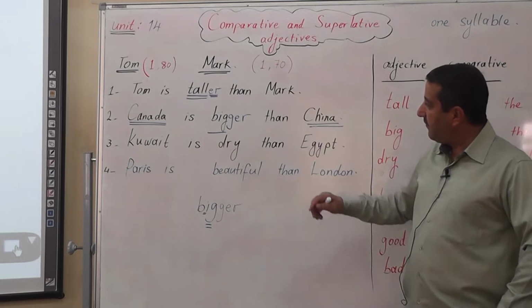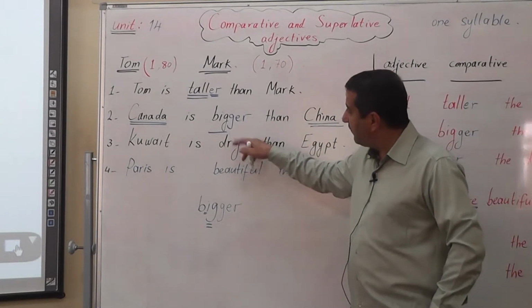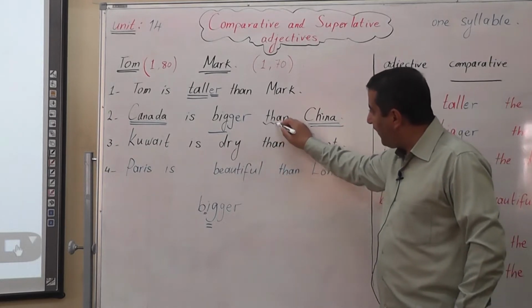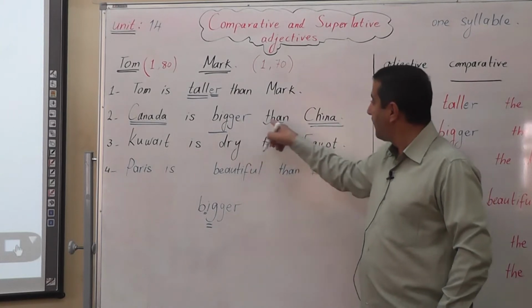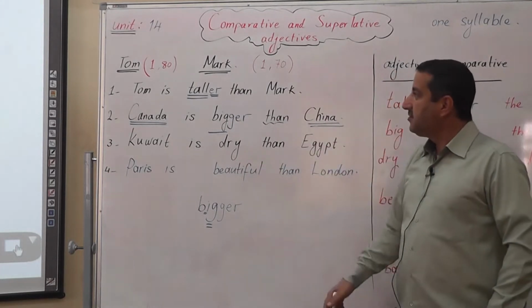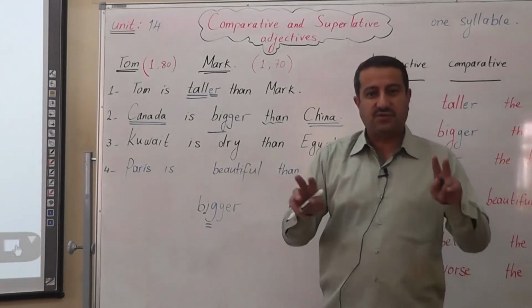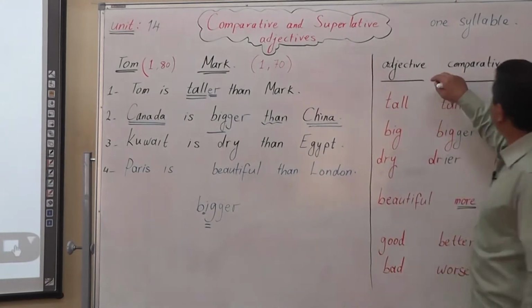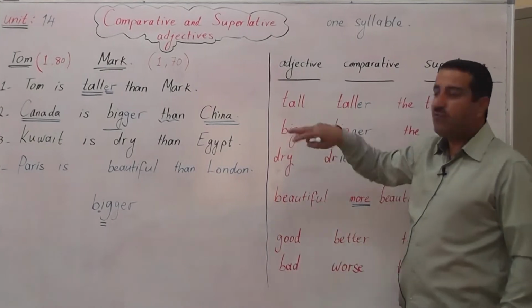If we look at the comparison a bit more carefully, we can see that we use than after the comparative. We say bigger than China. So we add ER to the adjectives when we compare two things or two people together. That is with adjectives that have one syllable.